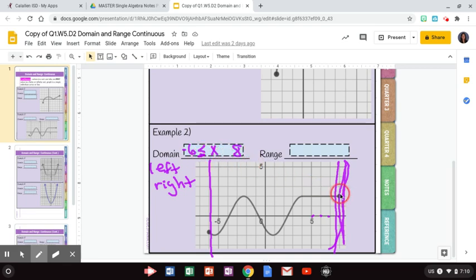And then over here, can it be equal to 8? Yes, because it's also a solid dot. So less than or equal to 8.